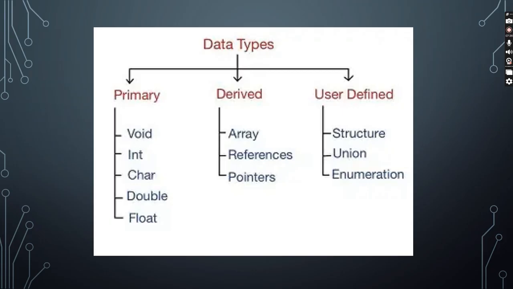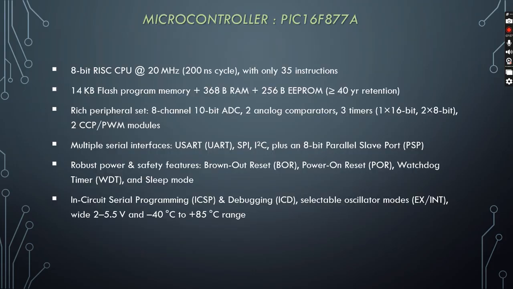And derived data types. Derived data types are classified into three types: array, references, pointers. And lastly, user defined data types. User defined data types are classified into three types: structure, union, enumeration. And next, my friend will continue.